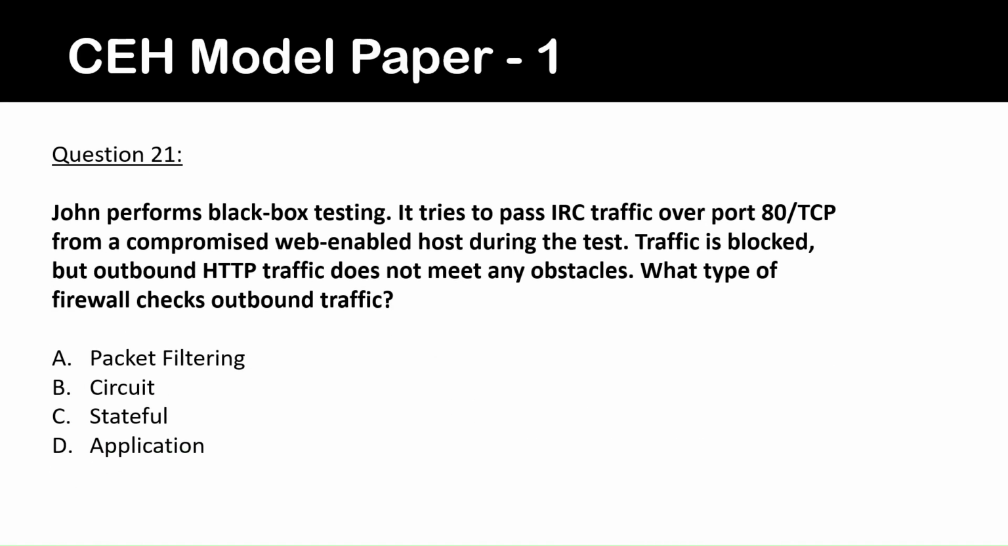Question 21. John performs black box testing. He tries to pass IRC traffic over port 80/TCP from a compromised web-enabled host during the test. Traffic is blocked, but outbound HTTP traffic does not meet any obstacles. What type of firewall checks outbound traffic? The options are A. Packet filtering, B. Circuit, C. Stateful, D. Application. The answer is D. Application.